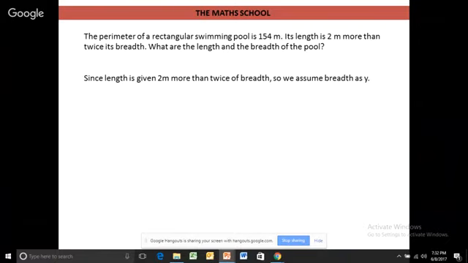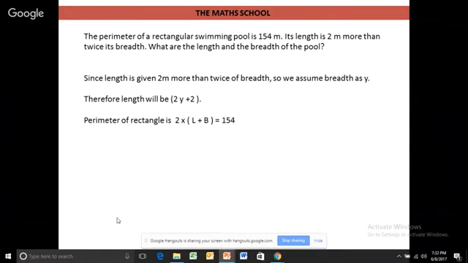So twice its breadth. Twice means 2y. So length will be 2y plus 2. Length will be 2y plus 2. Twice the breadth plus 2 will be the length. Perimeter of rectangle is 2 into length plus breadth, which is given as 154.